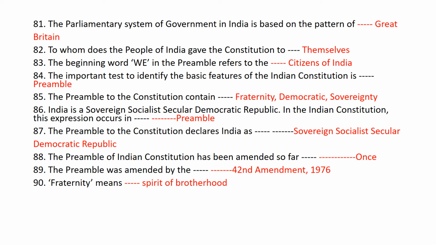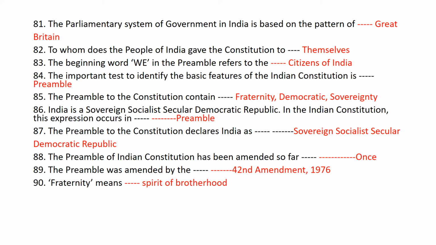Themselves. The beginning word "We" in the preamble refers to the citizens of India. The important test to identify the basic features of the Indian Constitution is the Preamble. The preamble to the Constitution contains fraternity, democratic, sovereignty. India is a sovereign socialist secular democratic republic. In the Indian Constitution, this expression occurs in the preamble. The preamble to the Constitution declares India as a sovereign socialist secular democratic republic.